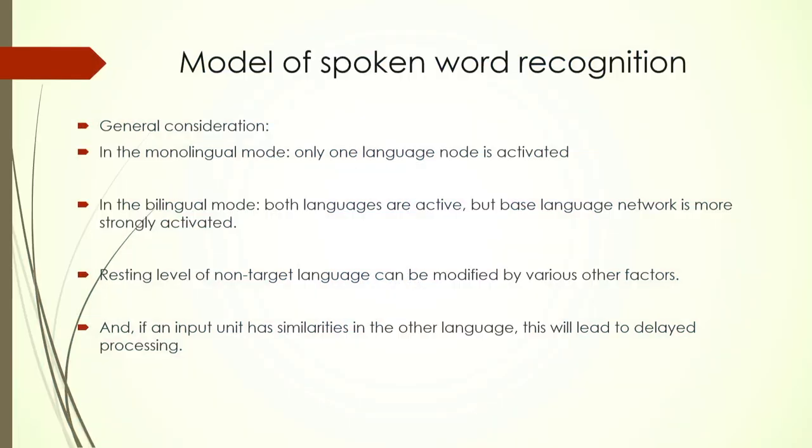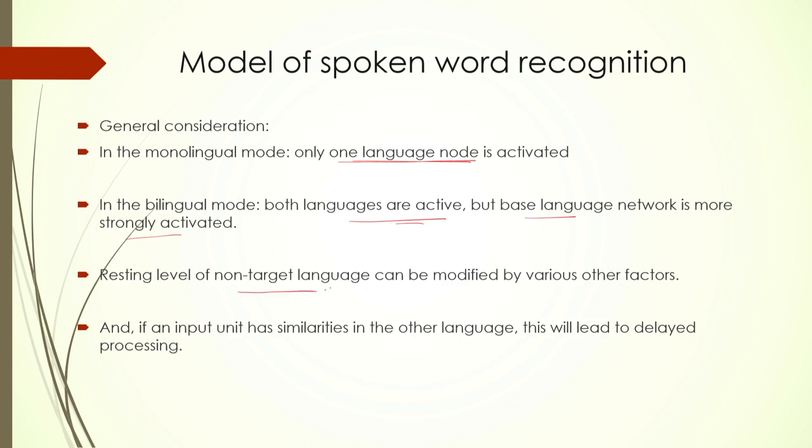So now let us look at a model of spoken word recognition. Some general considerations before we look at the model. This entire thing is about bilinguals. In the monolingual mode of a bilingual, only one language node is activated. In the bilingual mode, both languages are active, but the base language network is more strongly activated. Right now, if I am speaking in English, I am in completely monolingual mode. But if I now add another interlocutor to the conversation, I still continue to speak in English, so my base language will still be stronger, but the other language is active.